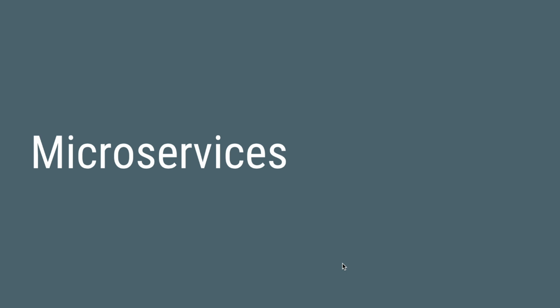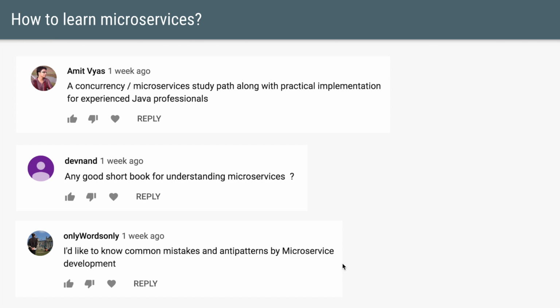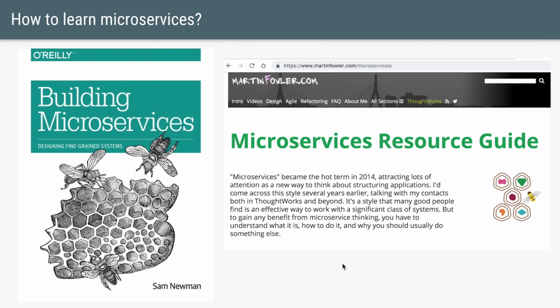So let's start with microservices. There are a few questions asking about how to learn more about microservices. And the two resources that I would recommend are these. The first one is the book Building Microservices by Sam Newman. It's an excellent book about theoretical concepts of microservices. And there are also a few videos by Sam Newman on YouTube. You can check them out. The other resource is Martin Fowler's article about microservices.